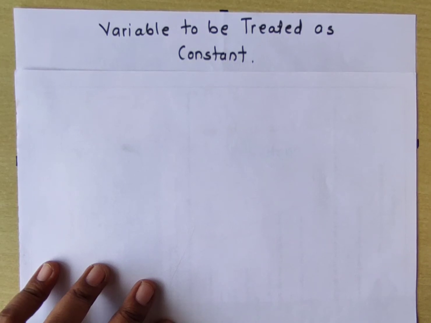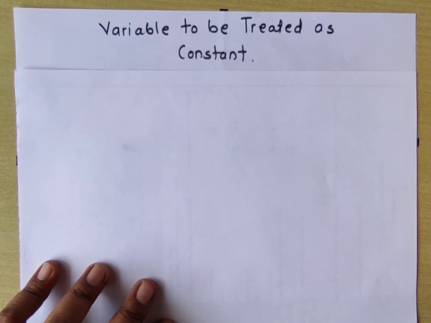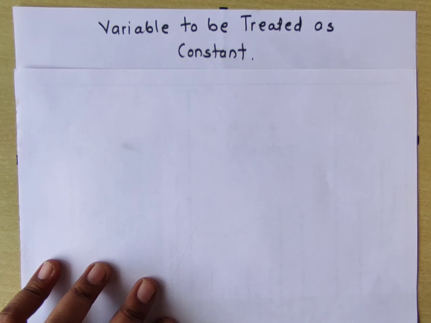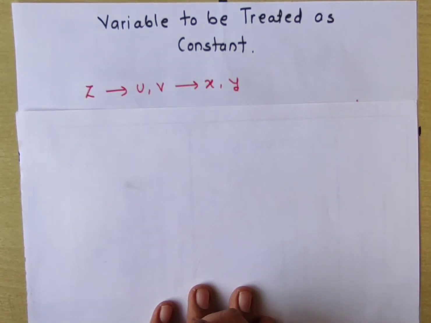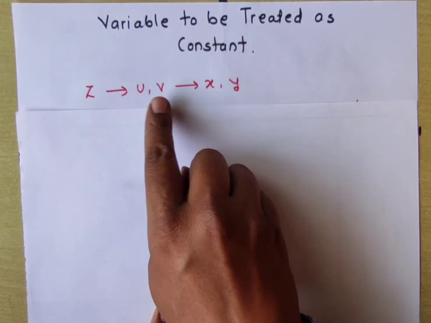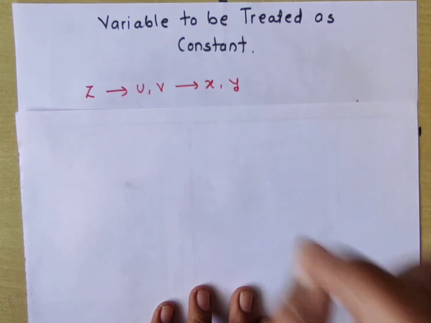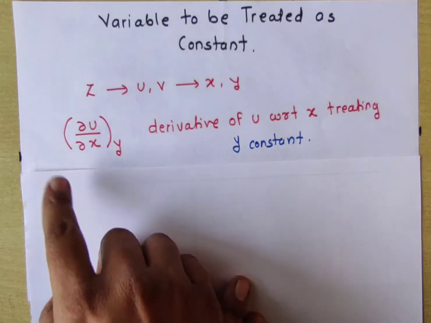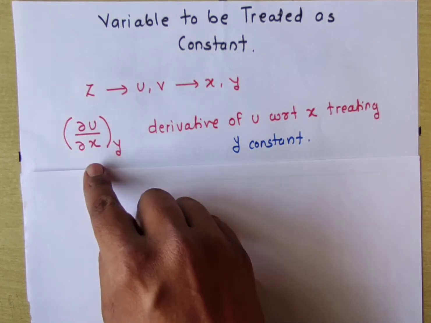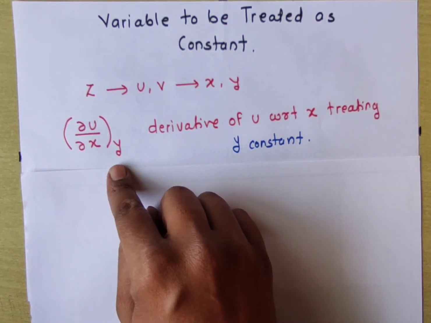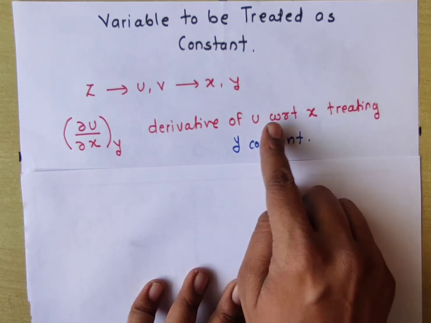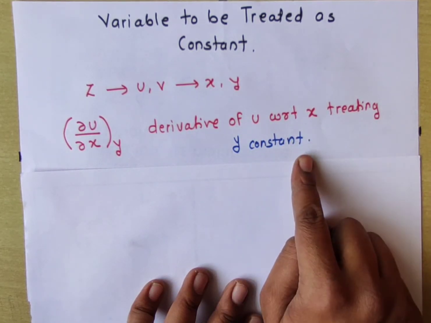Welcome to all. In this video, we study a very important topic from partial derivatives, where a variable is to be treated as a constant. Suppose z is a function of u and v, and u and v are functions of x and y. So to find the derivative of u with respect to x, keeping y constant, this is called the derivative of u with respect to x, treating y as a constant.